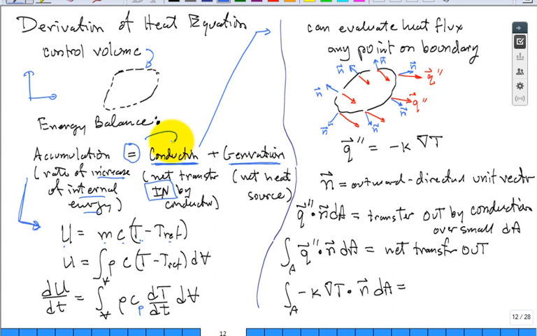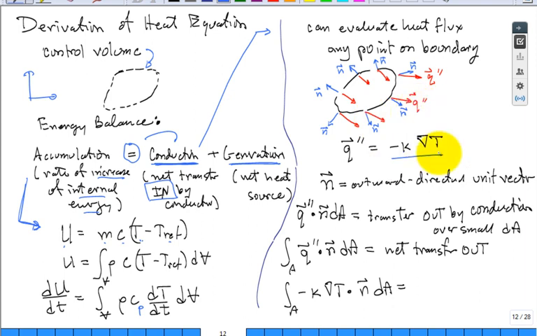Now, what about this second term over on the other side of the equal sign, this conduction? Well, we evaluate the heat flux at every point on the control volume. Now, at every point, I need to have an outward-directed unit normal vector. I am so thankful that all the books, every applied engineering math book that I've looked at, never have n as an inward-directed unit normal vector. n is always outward-directed. I'm so thankful, right?